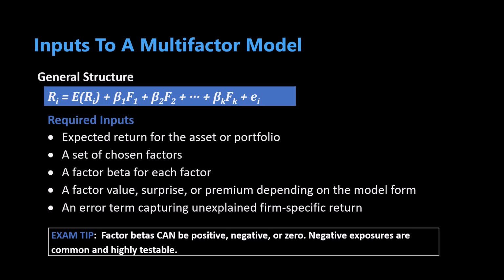A critical clarification is that factor betas do not have to be positive. They can be positive, negative, or 0. A negative beta means that the asset tends to move opposite to the factor. That can be extremely important in hedging applications and in exam questions involving sign interpretation.